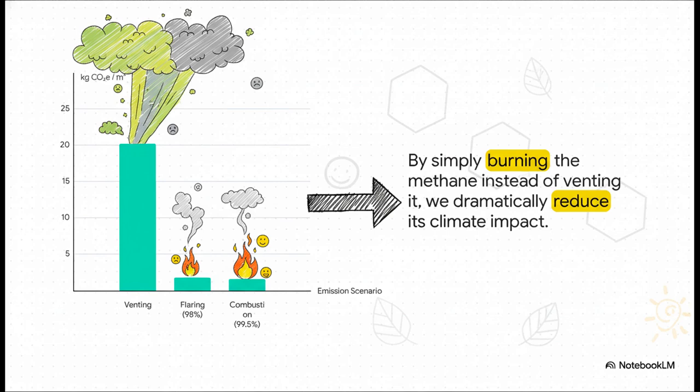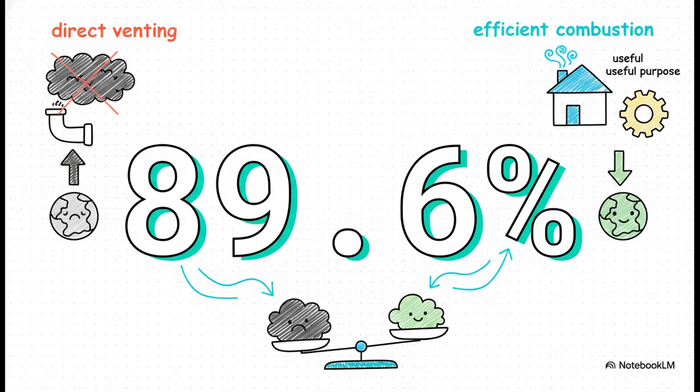I mean, this picture says it all, doesn't it? Just look at that enormous bar for venting, way up there at over 15 kilos of CO2e. And then look at the tiny little bars for flaring and combustion. It's not even close. By simply burning the methane instead of releasing it, we have absolutely crushed its climate impact. Let's put one final number on it. If you shift from just venting this gas to burning it efficiently for a useful purpose, you reduce its total climate impact by nearly 90%. That right there is the power of understanding and applying this math.